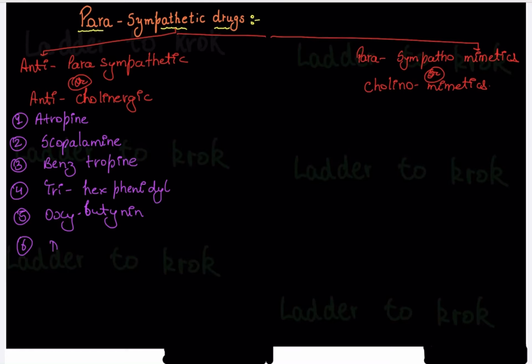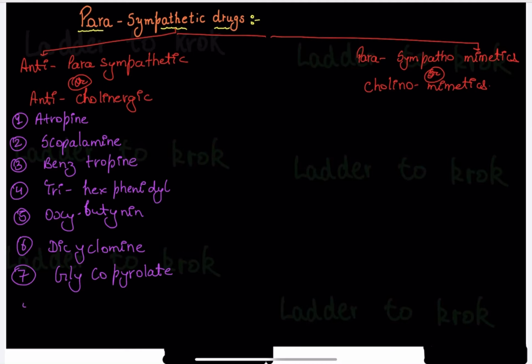The sixth one is dicyclomine. The seventh one is glycopyrrolate, and the eighth one is ipratropium bromide. Ipratropium bromide is the full name of this drug.